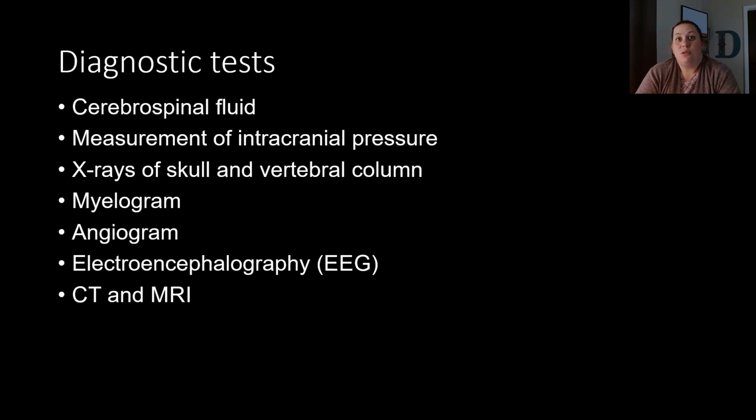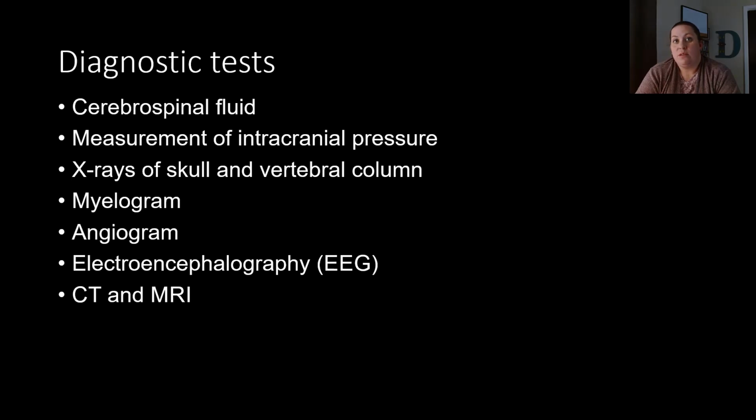Because guys, the central nervous system tissue, the brain and spinal cord, are very fragile tissues, and extra pressure on them could cause some very bad damage. We also see there could be x-rays of the skull and vertebral column. This is going to look at the bony structures. They could do an myelogram, where they test the muscles.